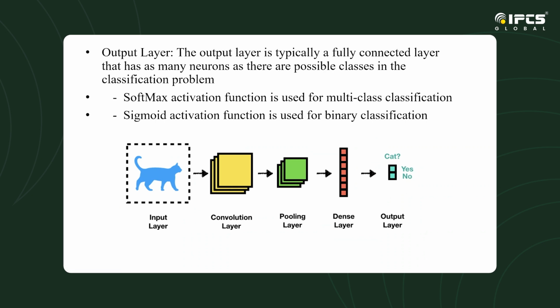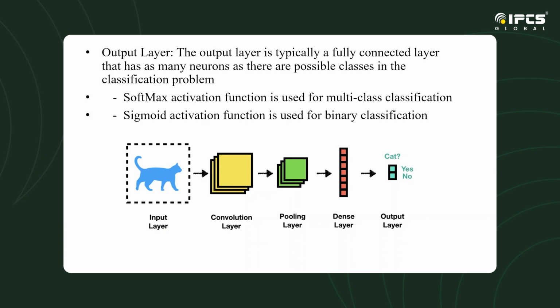The output layer is a fully connected layer that has as many neurons as there are possible classes in the classification problem. So if we have binary classification, then we have to consider one neuron, and if we have multiple classes, for example 10 classes, then I have to consider 10 neurons at the output layer.